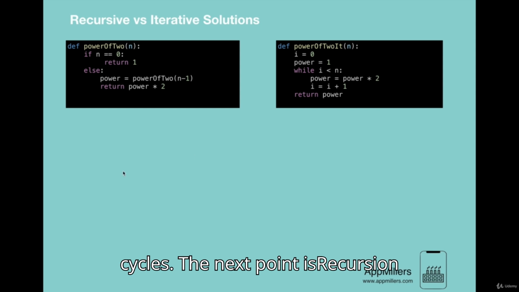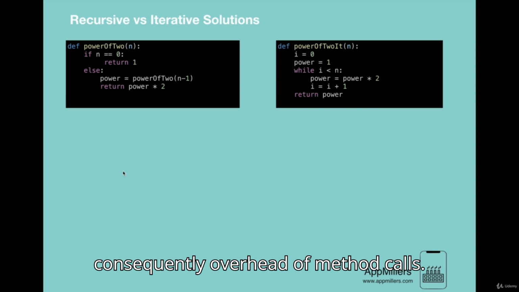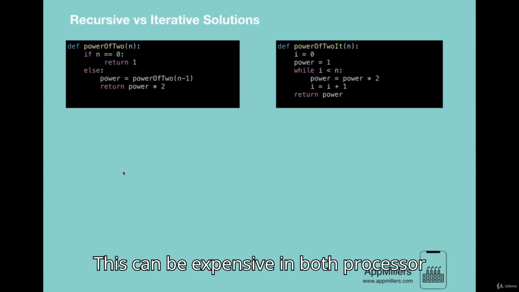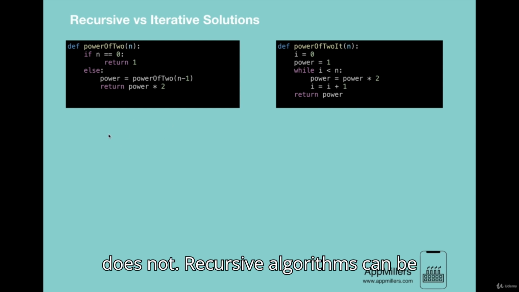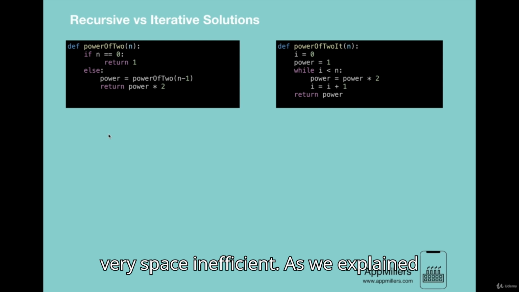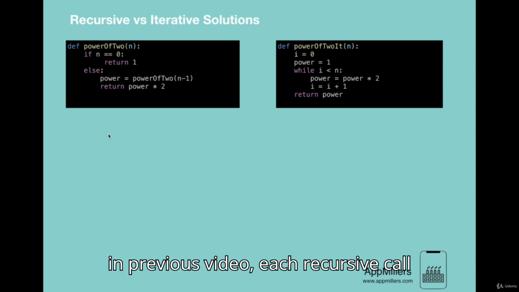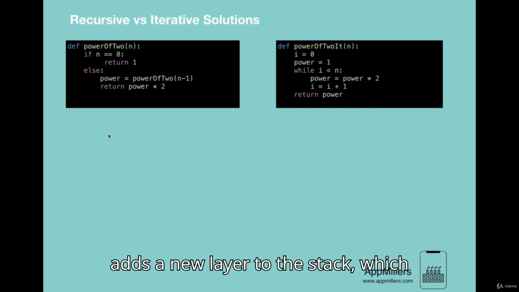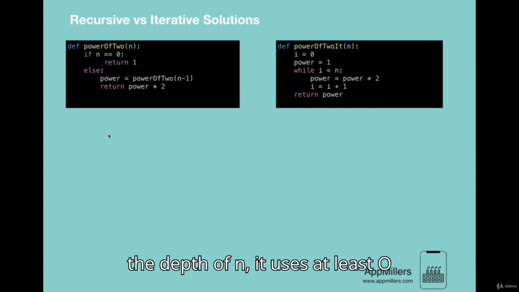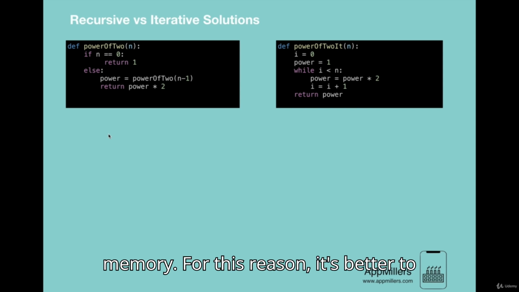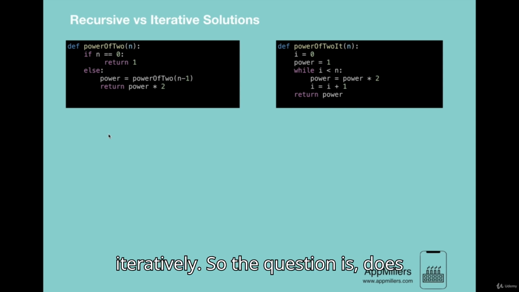The next point is that recursion repeatedly invokes the mechanism, consequently causing the overhead of method calls. This can be expensive in both processor time and memory space, while iteration does not. Recursive algorithms can be very space inefficient. As we explained in the previous video, each recursive call adds a new layer to the stack, which means that if your algorithm recurses to the depth of n, it uses at least O(n) memory. For this reason, it's better to implement recursive algorithms iteratively.